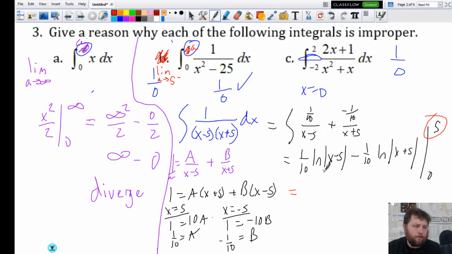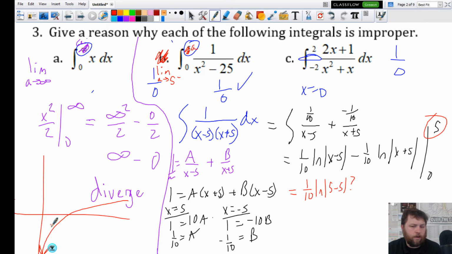The reason I say that is because when we plug in the 5, I get 1/10 of ln of 5 minus 5. But ln of 0 is a bad thing. What does ln of 0 actually do? If you looked at a ln graph, it goes down to infinity. So as this value approaches that 5 in this absolute value, it's going to be approaching negative infinity. So this is technically 1/10 times negative infinity. Guess what? That's gross. So my answer: diverge.